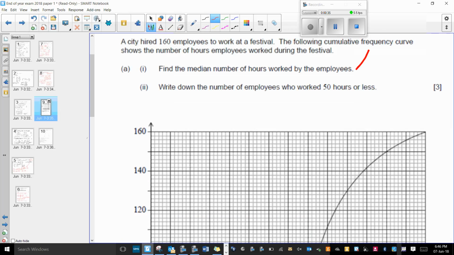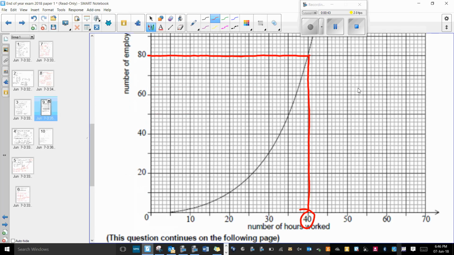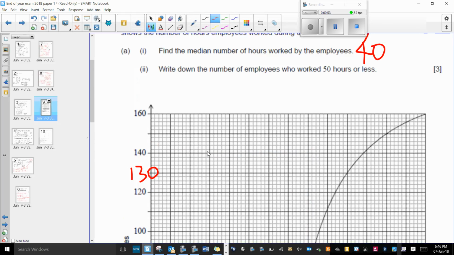Write down the number of employees who worked 50 hours or less. So 50 hours is here. So we draw a vertical line up and across. Takes us to 130, and so 130 worked for 50 hours or less.